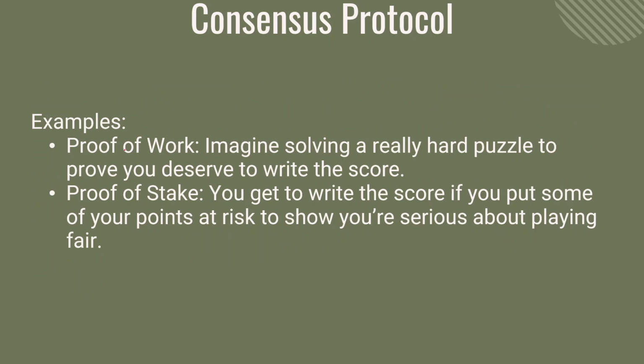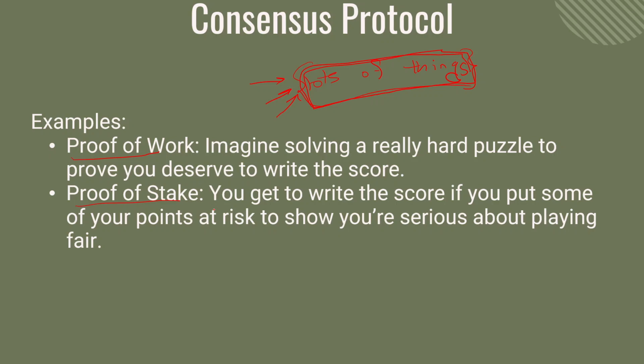For example, the consensus protocol has certain examples like proof of work or proof of stake. Proof of work means imagine you are solving a really hard puzzle to prove you deserve to write the score, which means you have done lots of things. You have lots of achievements, you have solved lots of puzzles. So you have gained the ability to deserve to write the score because you have accomplished lots of things in your life. So why would everyone not believe you? Everyone must believe you because you have done lots of things.